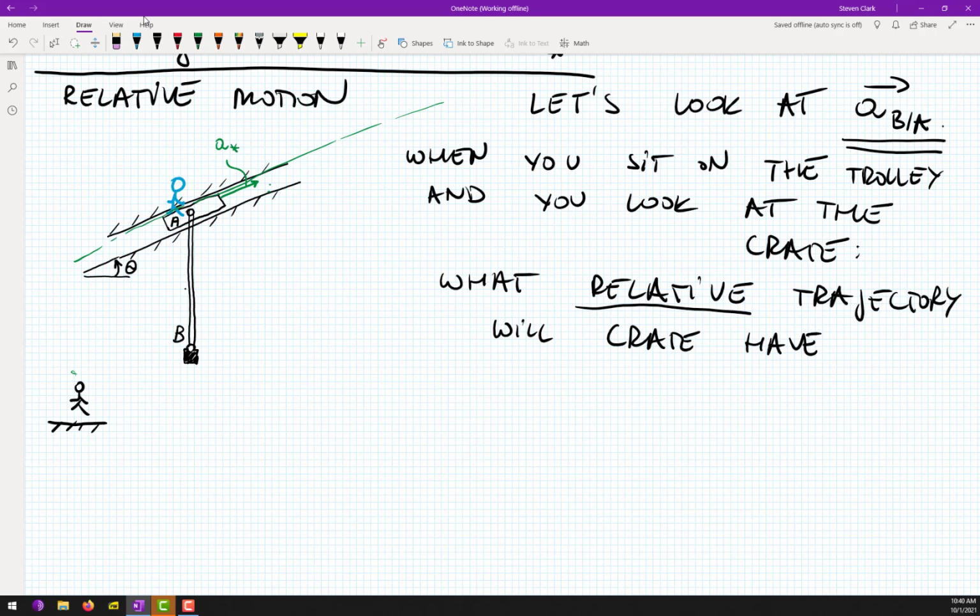Like a circle. It will be exactly a circle. So this is our trajectory, it's a circle, at this time instant. This is the relative trajectory. Circle.